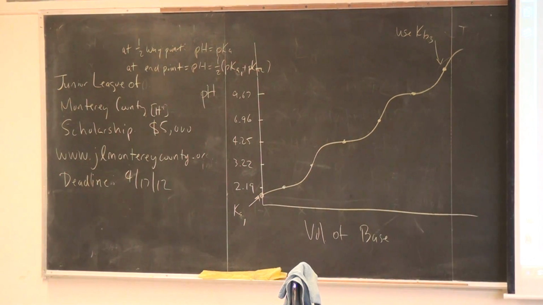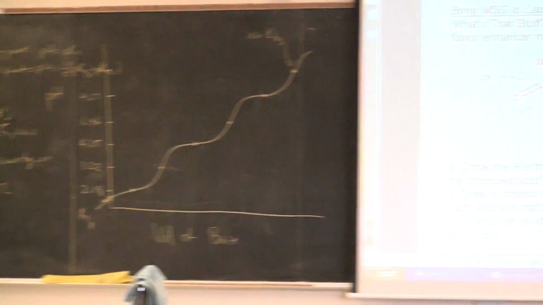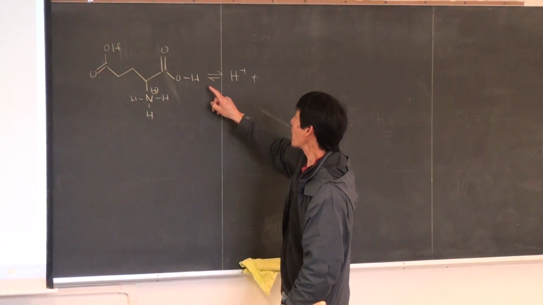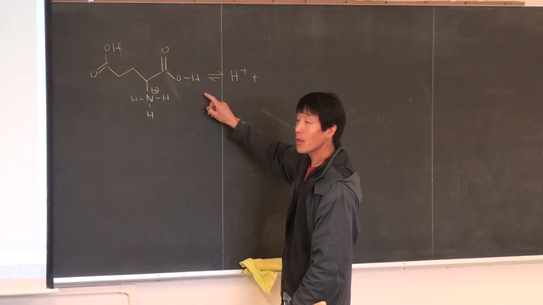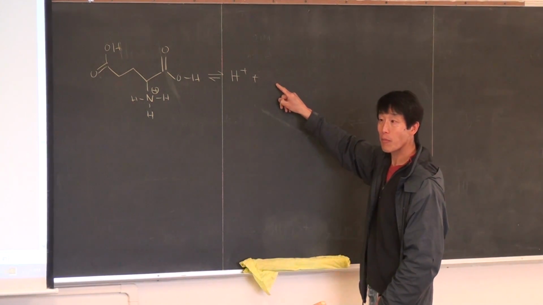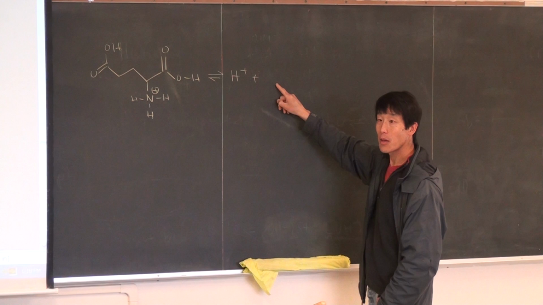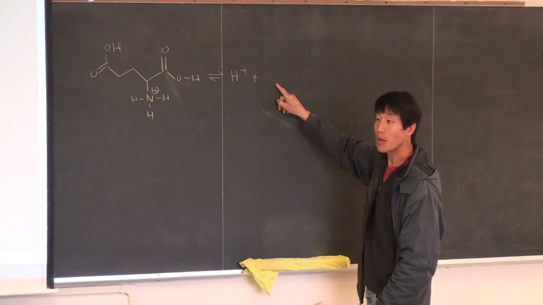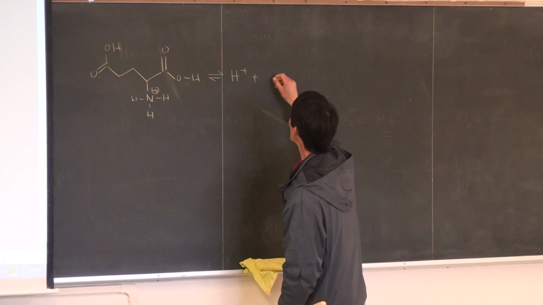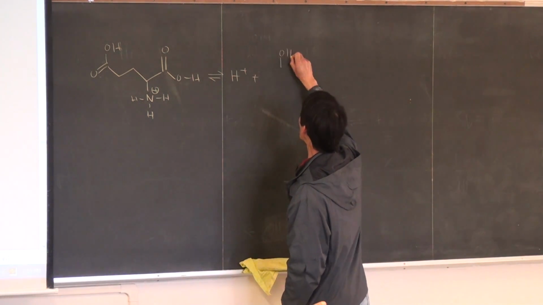Okay, so I've written on this side of the chalkboard the structure of glutamic acid. So when it loses its first proton, what's going to be the structure of the conjugate base? It's going to be everything except for the one. Okay, so we're going to draw what we have here.